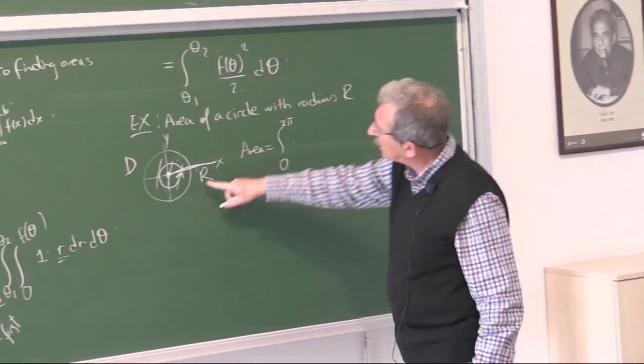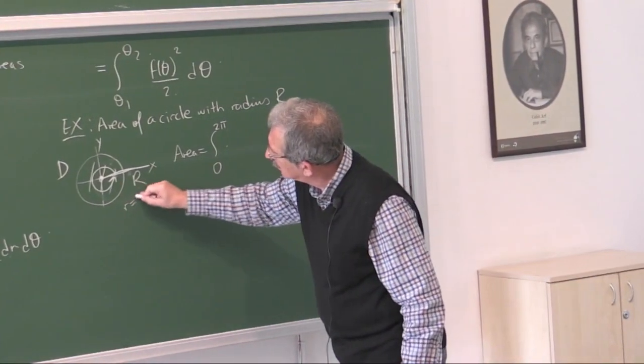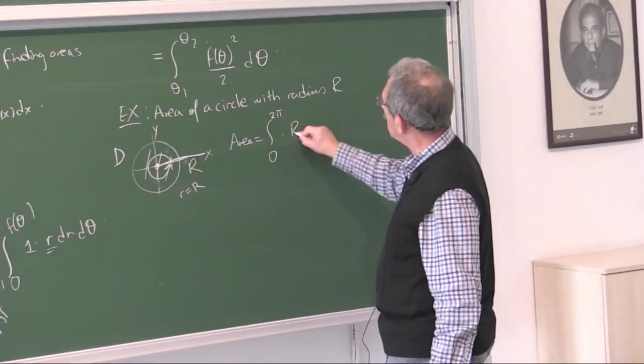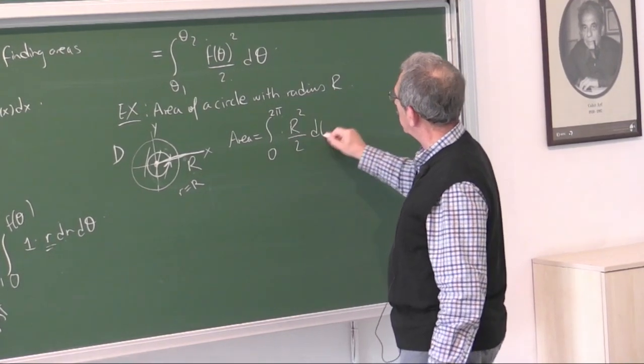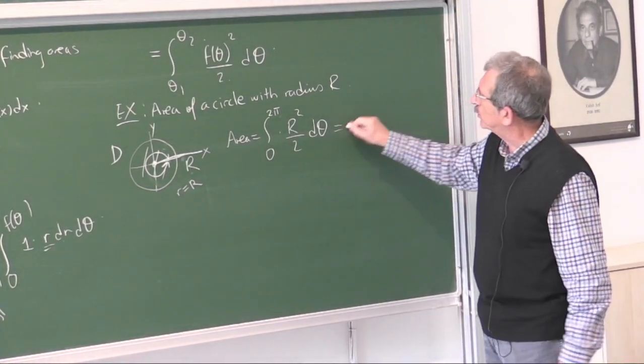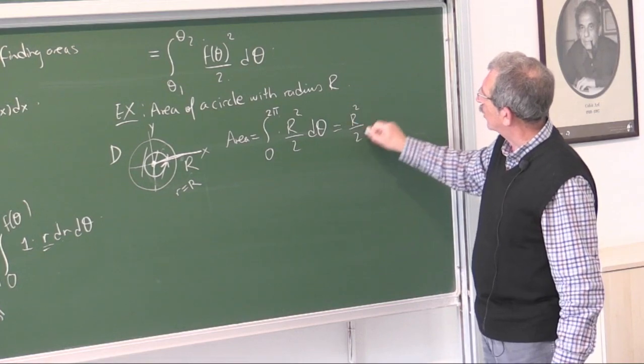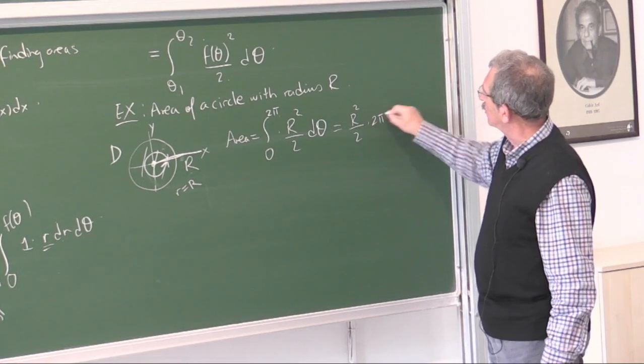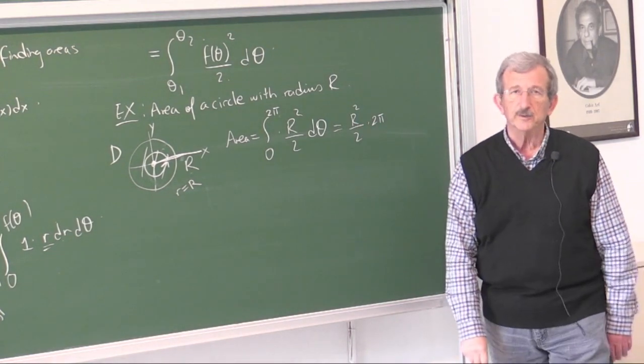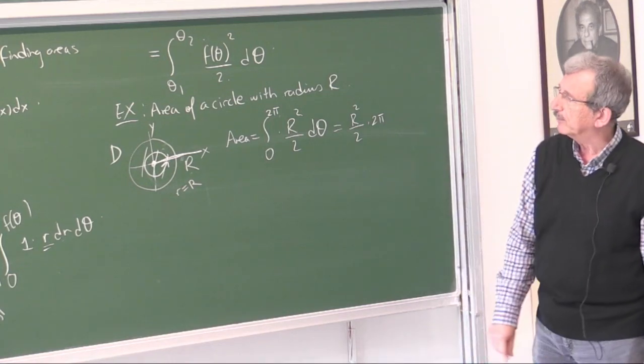And f of theta is r. So this is r squared over 2 d theta, which of course says that it's r squared over 2 times 2 pi, as we expect it to be. Okay.